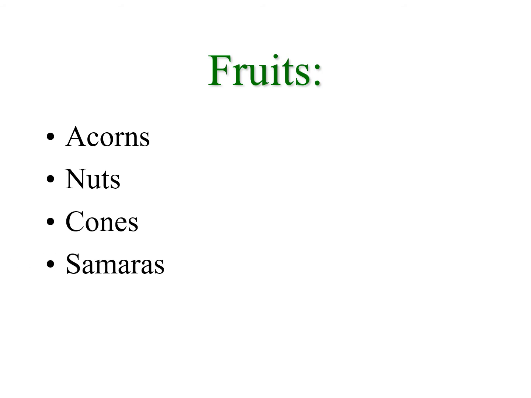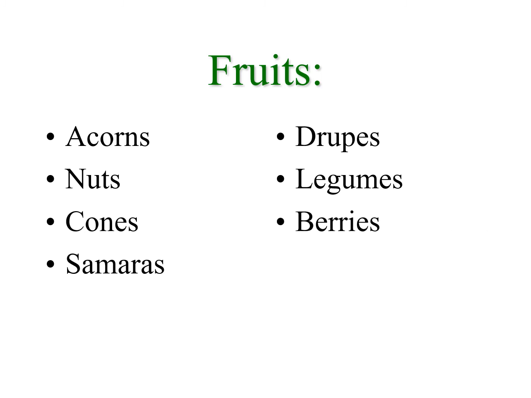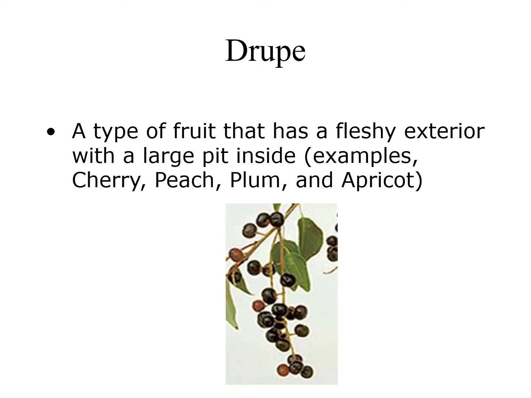Although not always available to us to identify a tree species, fruits can be very helpful. They come in forms such as acorns, nuts, cones, samaras or wing seed, drupes, legumes, berries, and palms. Let's look at each of these in a little more detail. A drupe is a fruit that has a fleshy exterior with a large pit inside. You can think of your cherries, peaches, plums, and apricots.